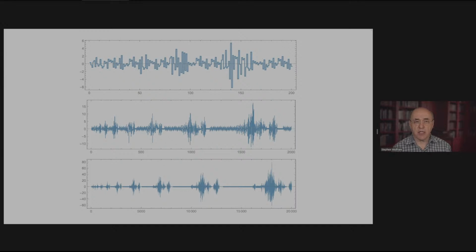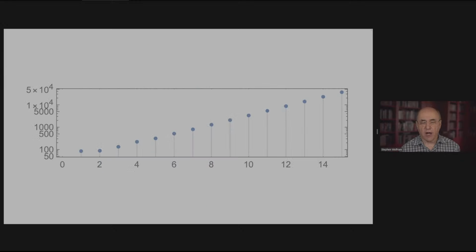The lengths of successive regions of calm between bursts, characterized by runs with, let's say, the absolute value of F of N minus N over phi being less than 3, seem to consistently increase by a factor of phi.